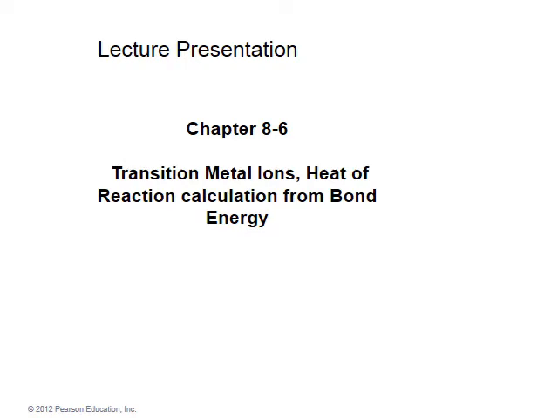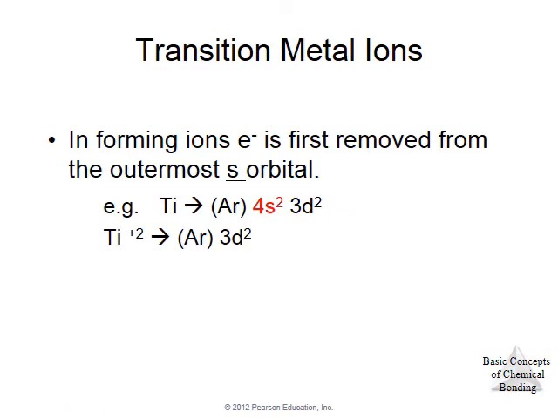In this section of chapter 8, I would like to go over transition metal ions and then heat of reaction calculation from bond energy. Transition metal ions. Just to remind you, if you look at the periodic table, the elements in the middle section that begins with 3B are transition elements. So it goes from 3B, 4B, 5B, 6B, all the way to 2B on the other end. These are all within the middle section of the periodic table, and these are transition elements.